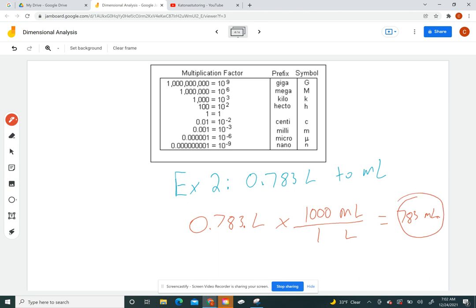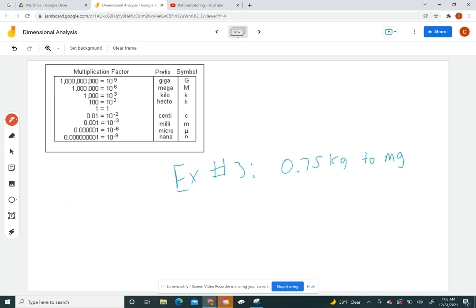I think I have one last problem. Look at that. We have one last problem. This is what I was talking about earlier. We're going to go from kilograms to milligrams. So what I'm going to do is I'm going to set this up. I'm going to start with my known value of 0.75 kilograms, and I'm going to multiply by my first conversion factor.